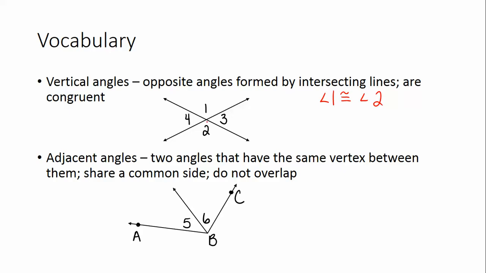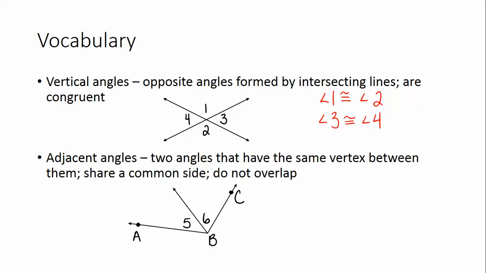So vertical angles are across from one another, 1 and 2. You can also see that angles 3 and 4 are vertical angles, so angle 3 would be congruent to angle 4. Vertical angles are across from one another, they're opposite angles, and they are congruent.